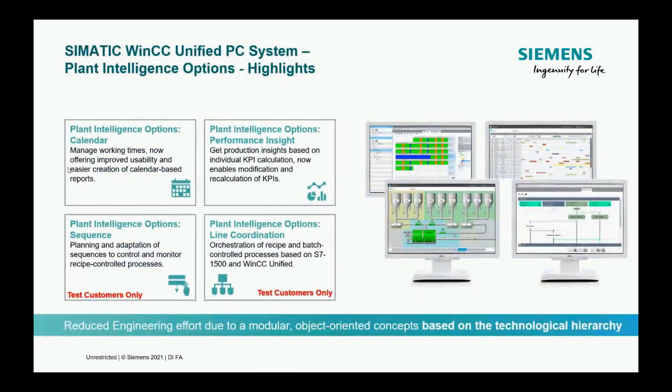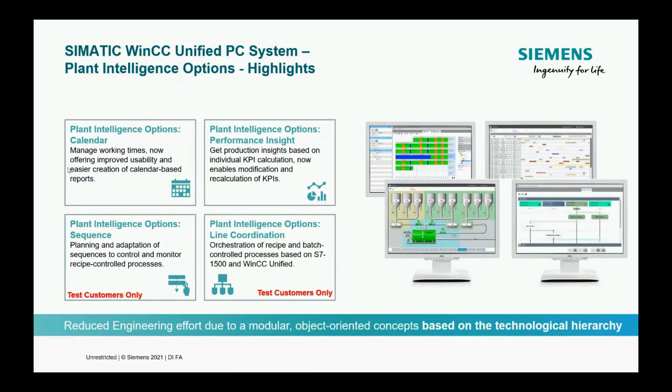So moving on, in terms of the plant intelligence options, we've got 4 focused plant intelligence options, 2 of which are available with version 16. The calendar option and performance insight option are available, and that's what we're going to have a technical deep dive on with Colin in a second. And we have 2 further options that I want to make you aware of. One is a sequence option, and the other is line coordination.